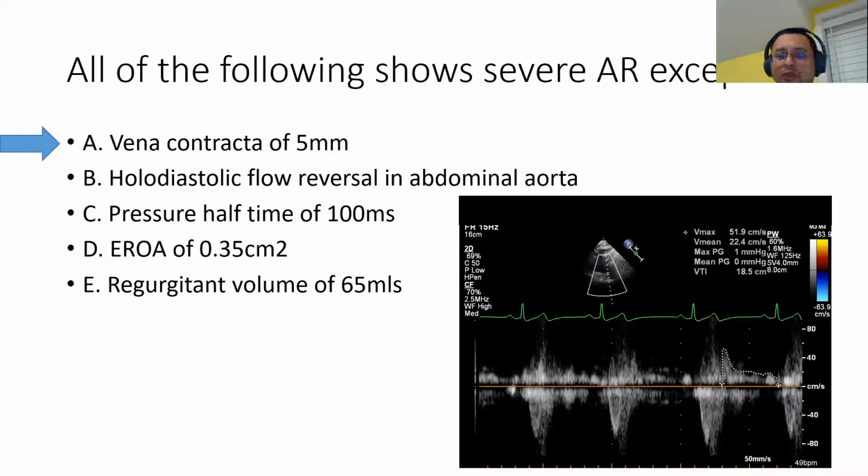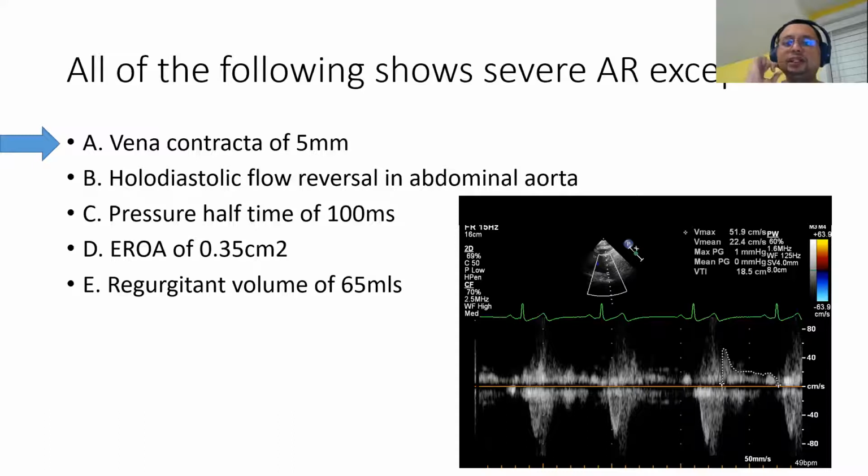What about pressure half time? The shorter the pressure half time for aortic regurgitation, the more severe the aortic regurgitation. If it is less than 190 millisecond, that is called severe aortic regurgitation. However, there is a caveat. This pressure half time is not very good in patients with chronic aortic regurgitation. It is not sensitive to rule out severe aortic regurgitation in chronic aortic regurgitation. So even though it is specific, it is not sensitive. We more often see a very short pressure half time in acute aortic regurgitation.